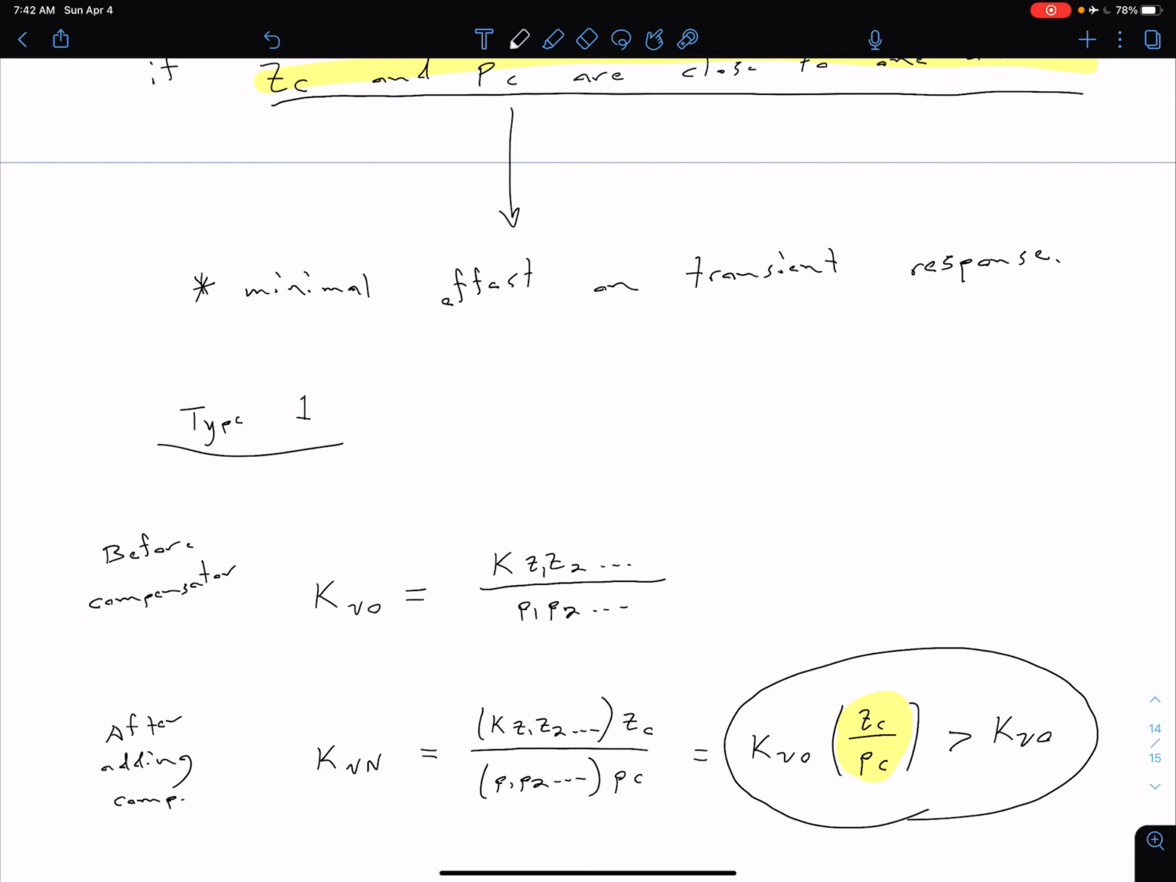And so in the next video, we're going to take a look at an example of designing a lag compensator to get a certain steady state error.